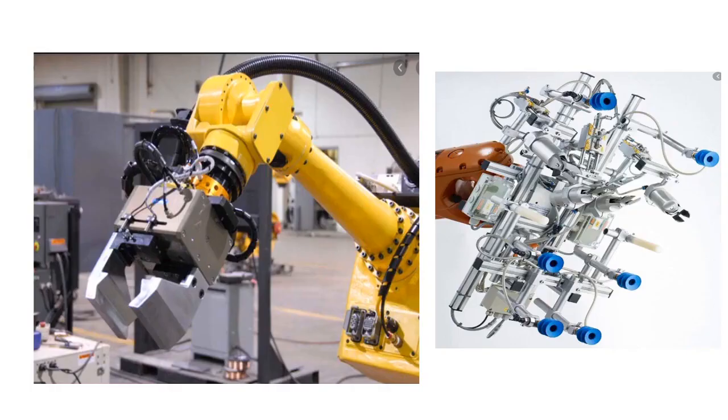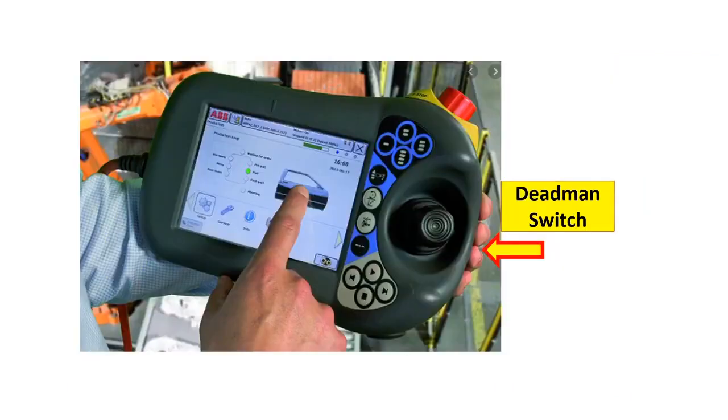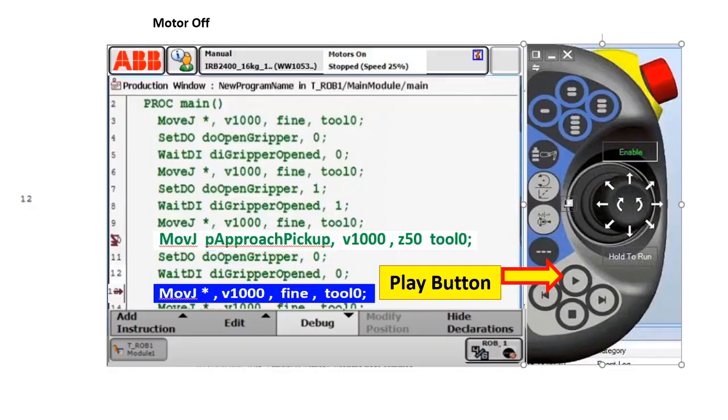And if you want to move the robot in manual mode and you will be the one to control the motion, then let's proceed. Switch the key to manual mode. Press the dead man switch, and then press play. If you want to move the robot one line of motion at a time, then press step.